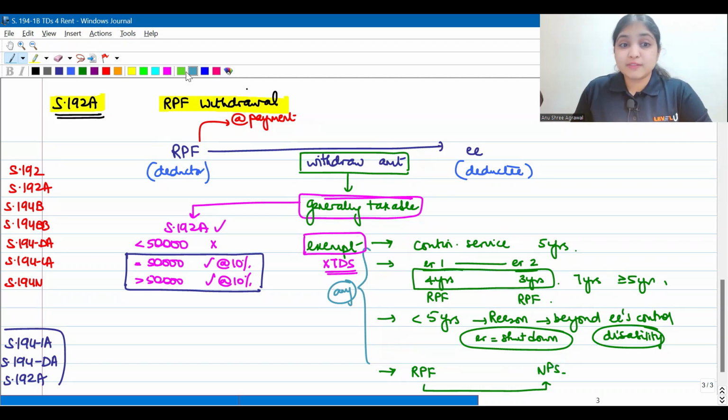So for 192A, we can say the starting point is what? The amount has to be taxable. This is the starting point of 192A. Understanding, everybody? If the amount of withdrawal is not even taxable, you won't even think about 192A.